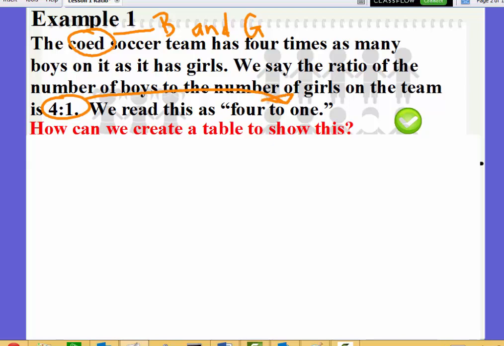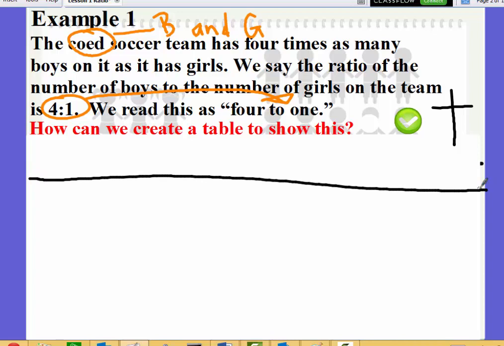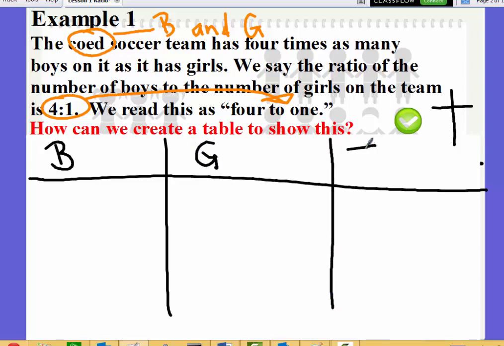How can we create a table to show this? Remember, a table in math is a way that we organize. So I need to create a table that shows how I can organize my boys and how I can organize my girls. So what I'm going to do is I need a table that shows boys and a table that shows girls. And then, just to keep track, I'm going to make another one that is for the total. So my boys plus my girls.